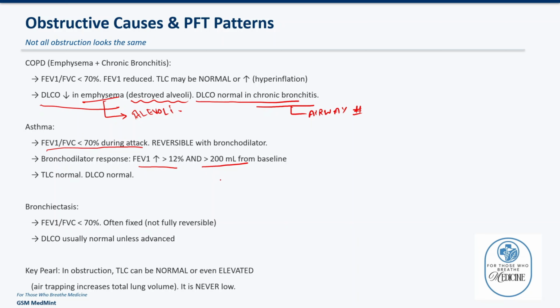The TLC, the total lung capacity, is normal. The DLCO is normal here, again, because the problem is the airways. So, there is no structural damage.